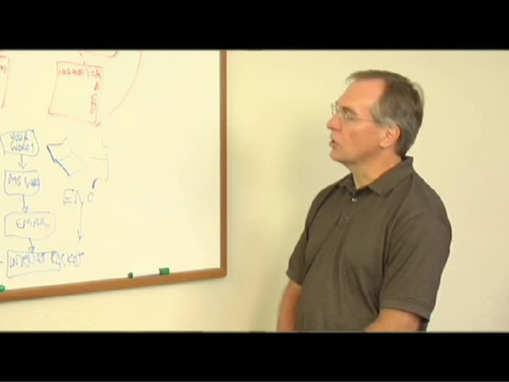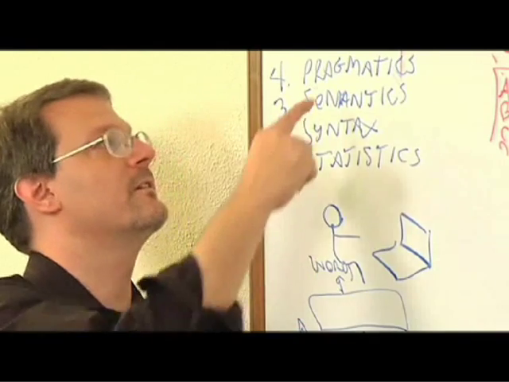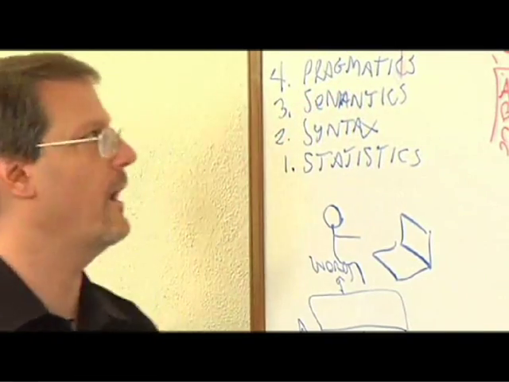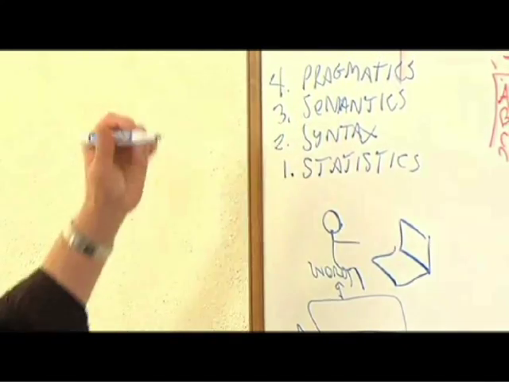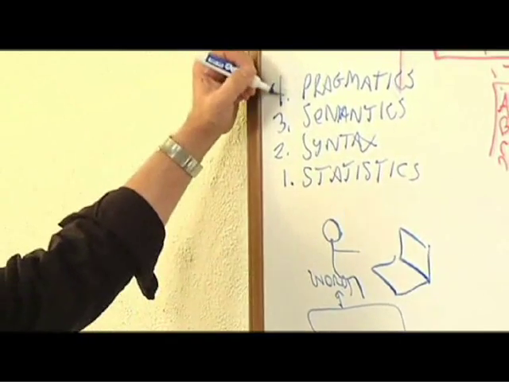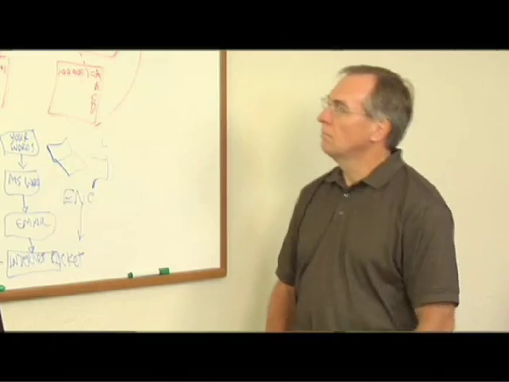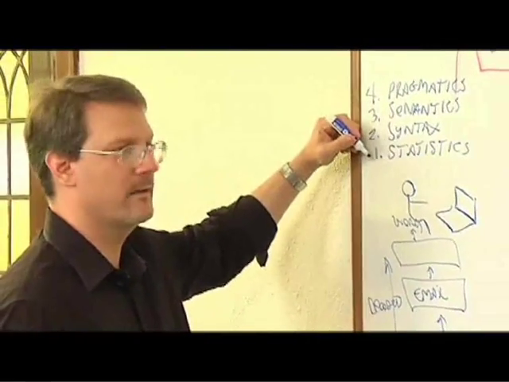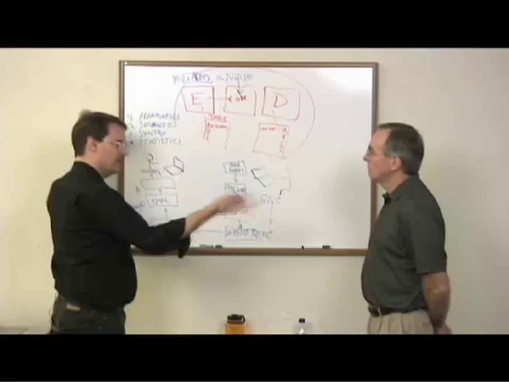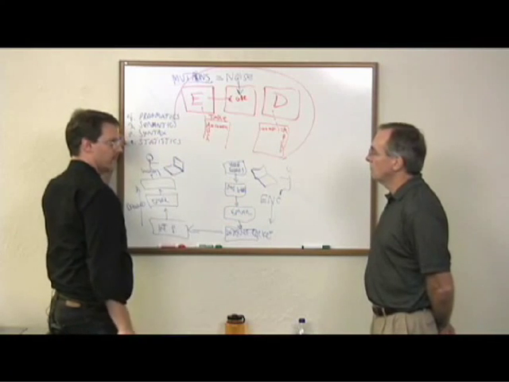What's the result that's intended? There's a desired result, okay? So communication on the sending end starts with a desired result. It goes pragmatics, semantics, syntax, statistics, and then when the person is listening, it goes the other way, okay?